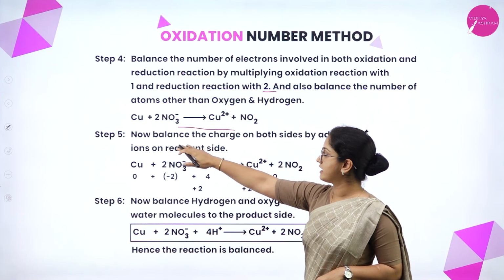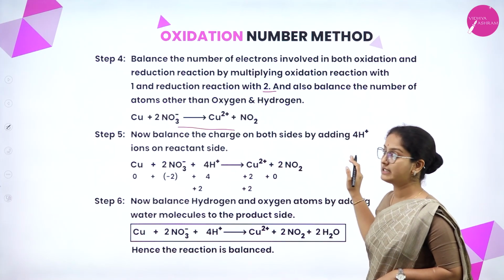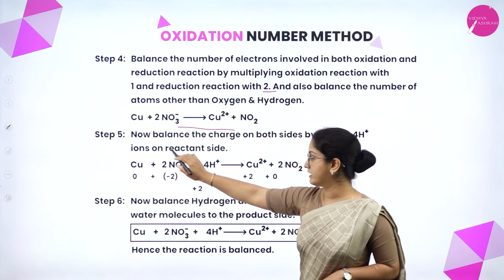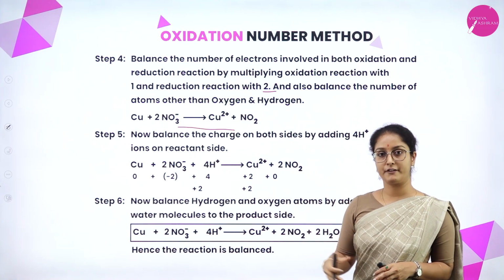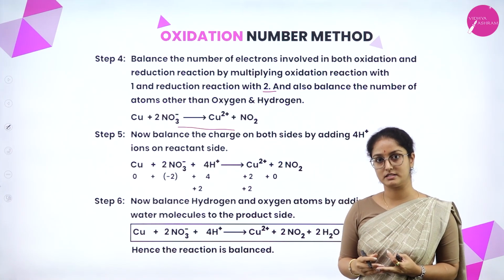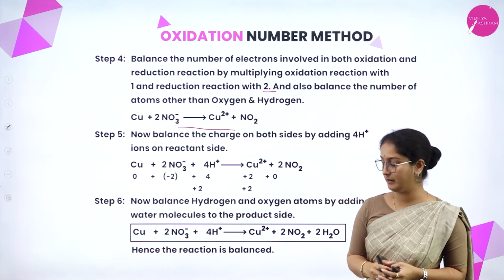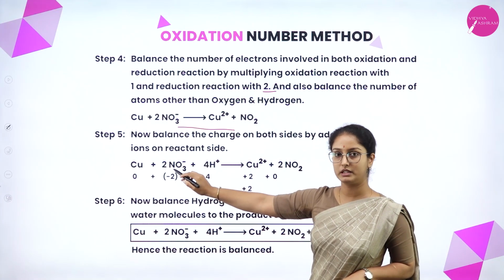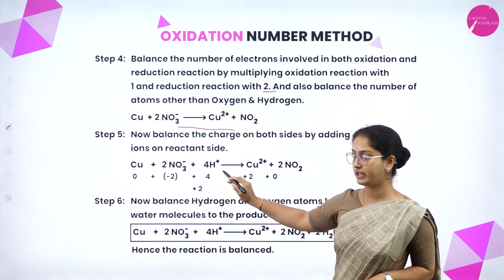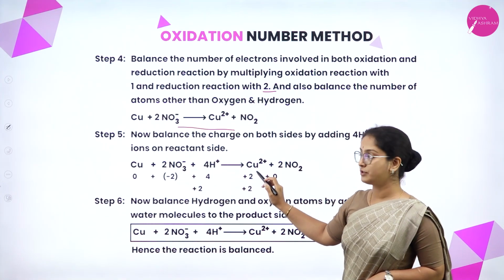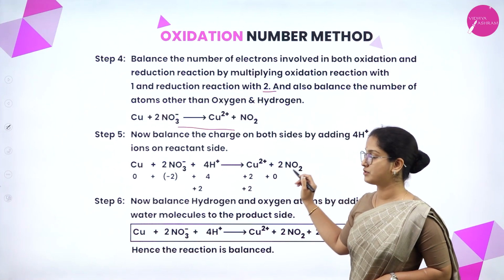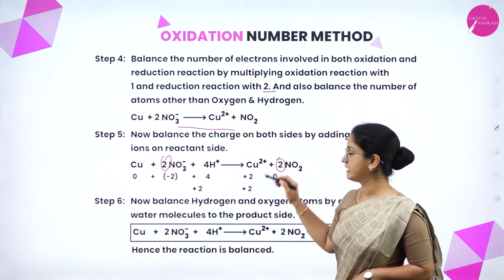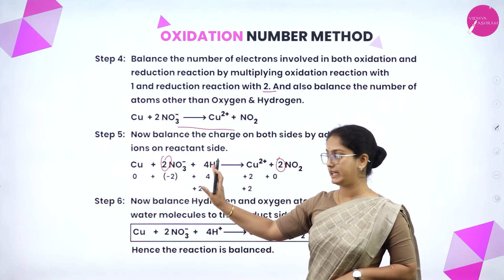The next step involves now balance the charge on both the sides by adding 4H plus ions on the reactant side. Why do we have to add 4H plus ions? It is in an acidic medium. That is why the reaction becomes Cu plus 2 NO3 minus plus 4H plus gives out Cu 2 plus plus 2 NO2. So here these 2 and 2 represent balancing of the equation.